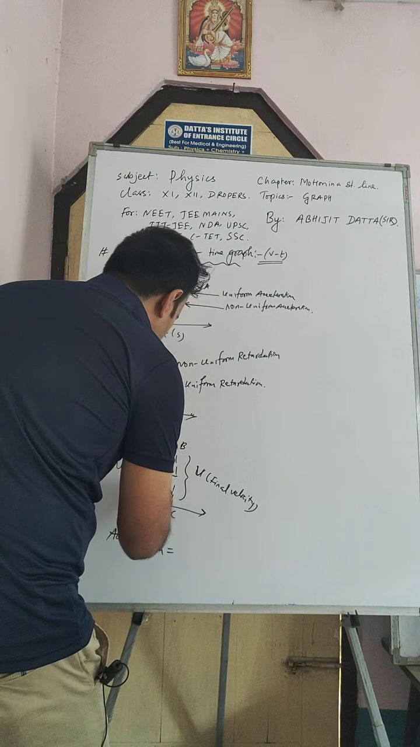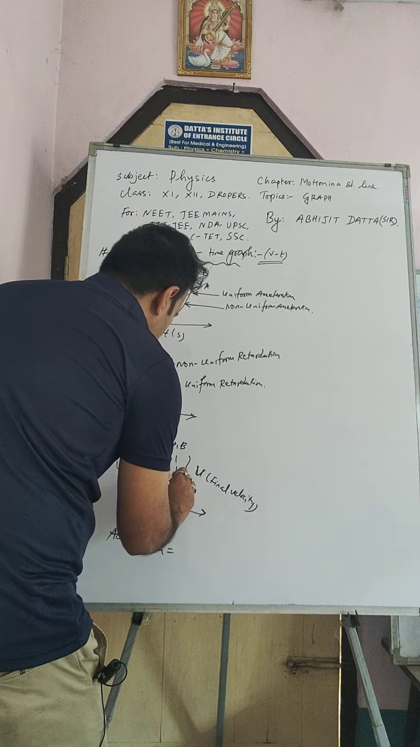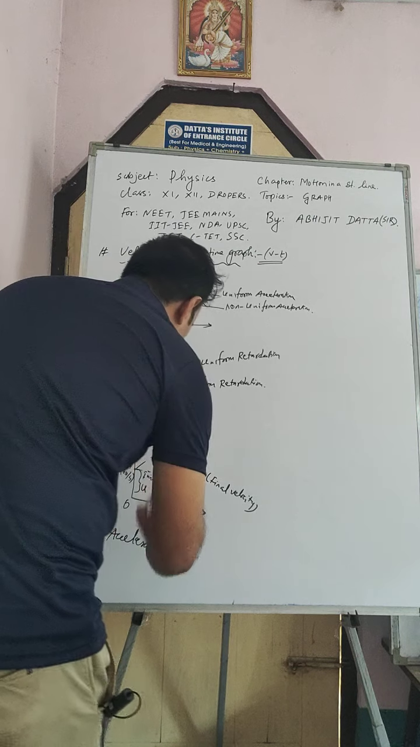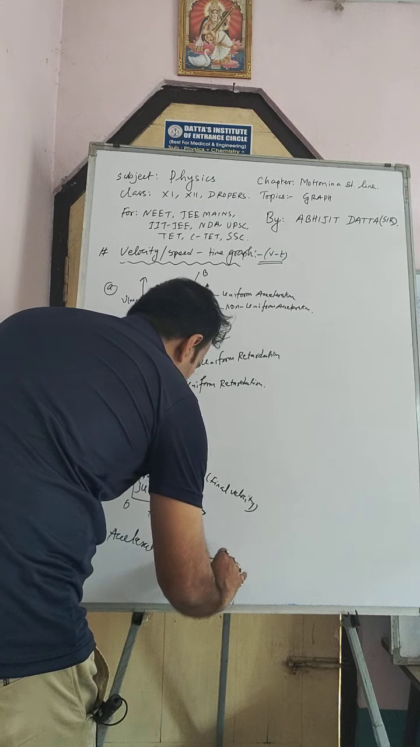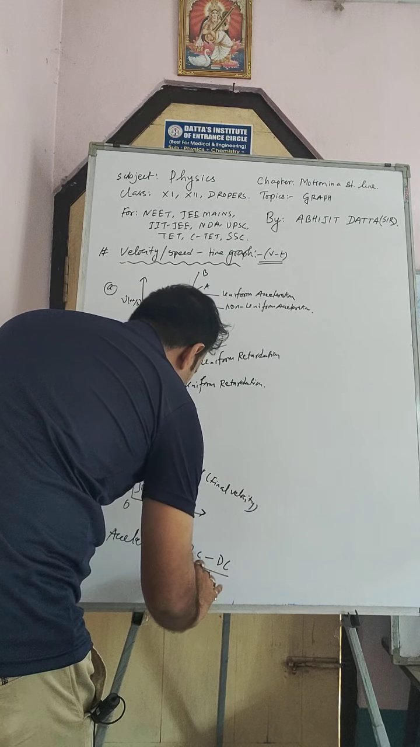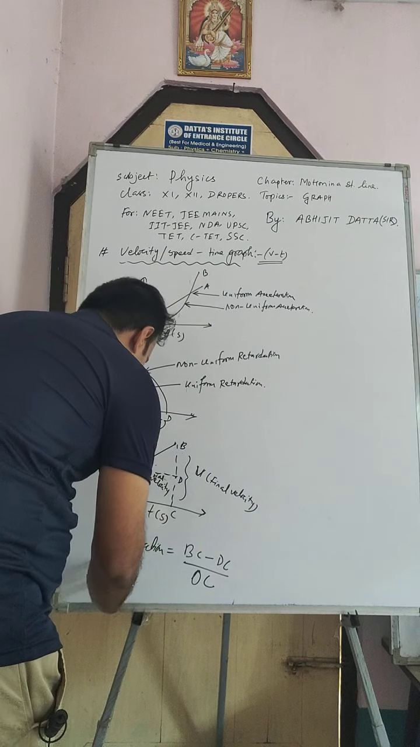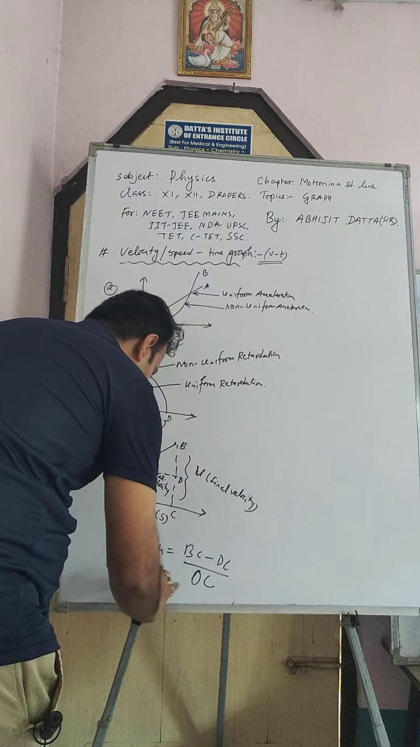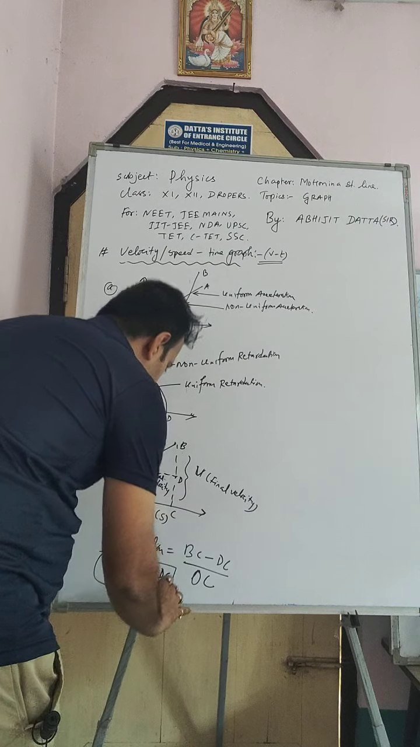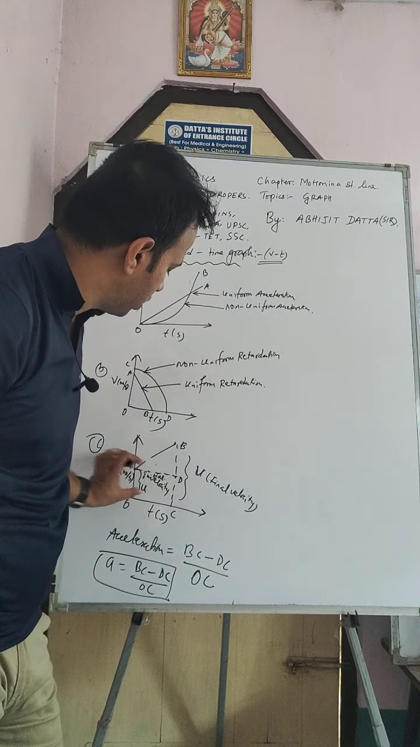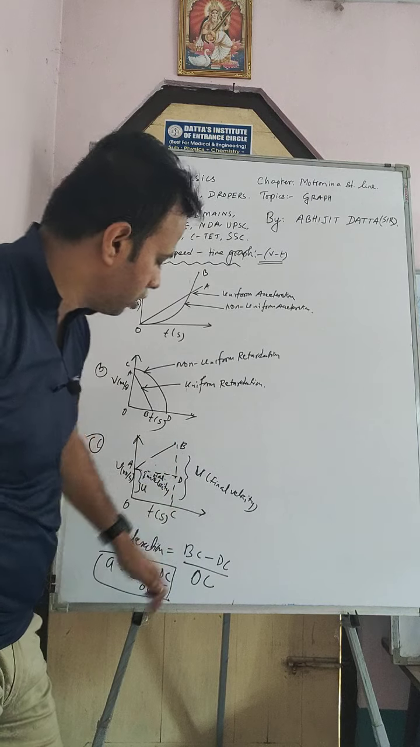This one is the graph, this one is initial, this one is d. Change in velocity means this velocity will be bc minus dc by oc. Okay, the acceleration we can find in this also, bc minus dc by oc. That is change in velocity. This one is final velocity and this one is initial velocity.